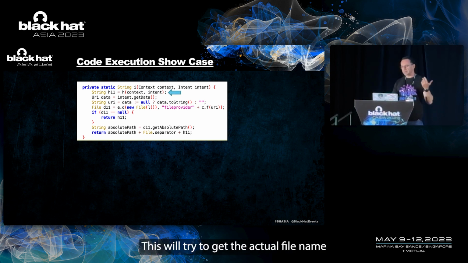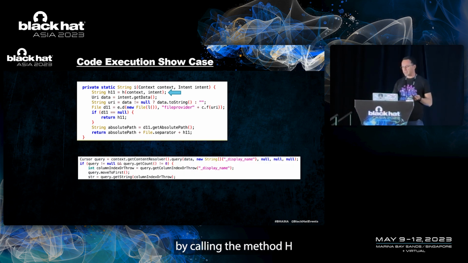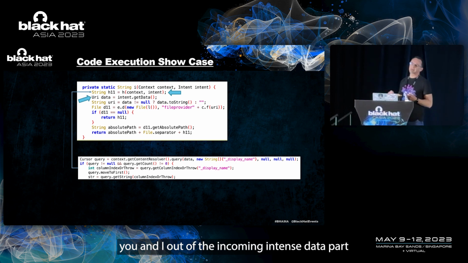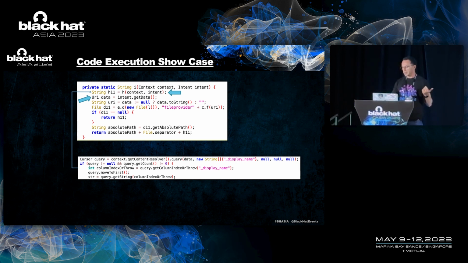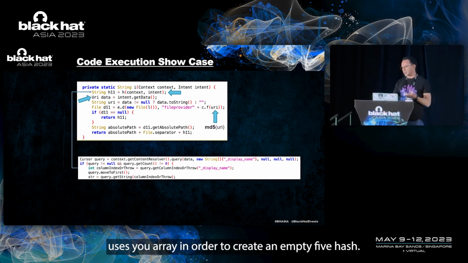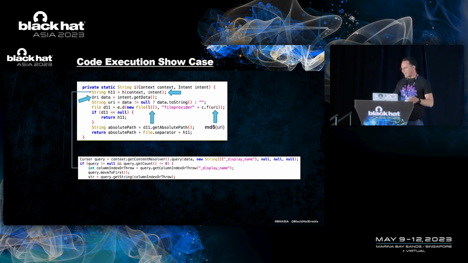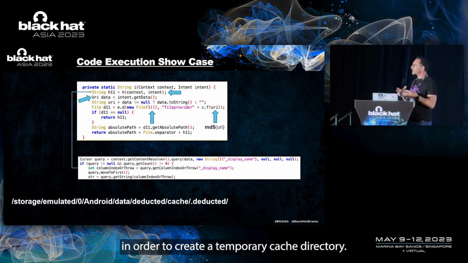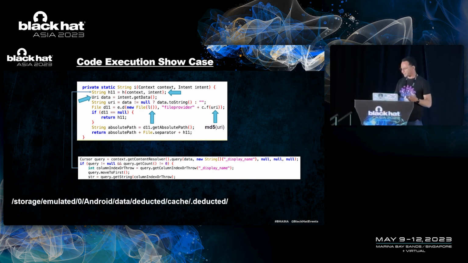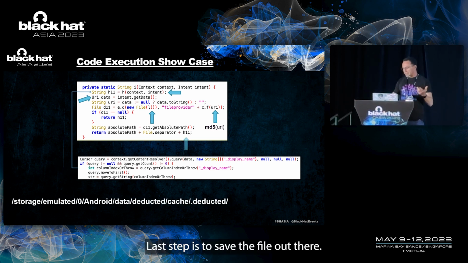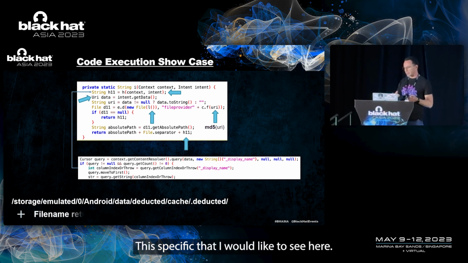This will try to get the actual file name by calling the method H. The next step is to create a URI out of the incoming intent's data part, use this URI to create an MD5 hash, make it a string, and concatenate it to the file provider string. They do all that in order to create a temporary cache directory. The last step is to save the file under this specific directory, like you see here.